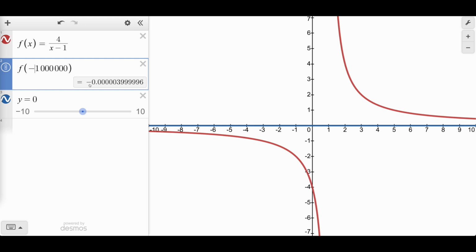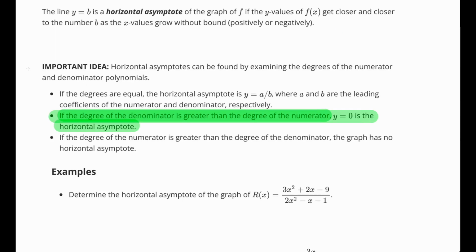So one thing that I want you to notice on this, the 4 over x minus 1: the degree on the top is 0. It's 4x to the 0 power. The degree on the bottom, though, is x to the first power. So the degree on the bottom is actually bigger than the degree on the top. Therefore, it's always going to go to 0. And that's one of the rules that I want you to remember. So if the denominator has a bigger degree, then y equals 0 is the horizontal asymptote.